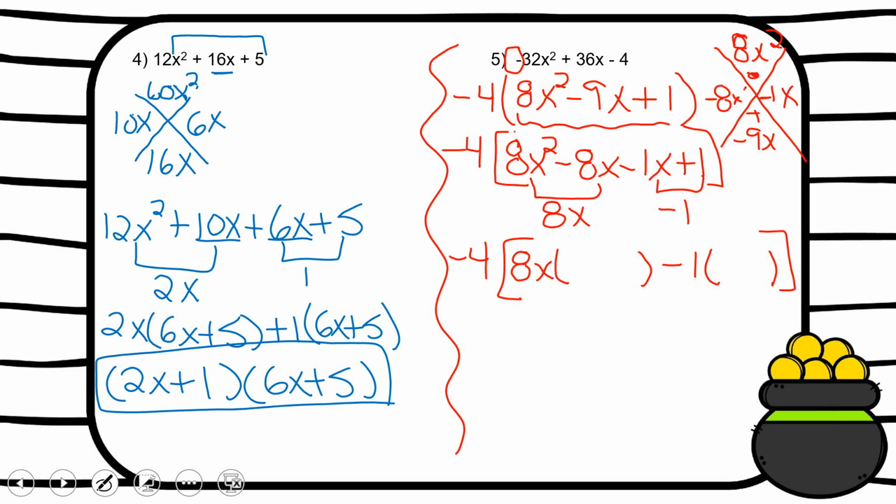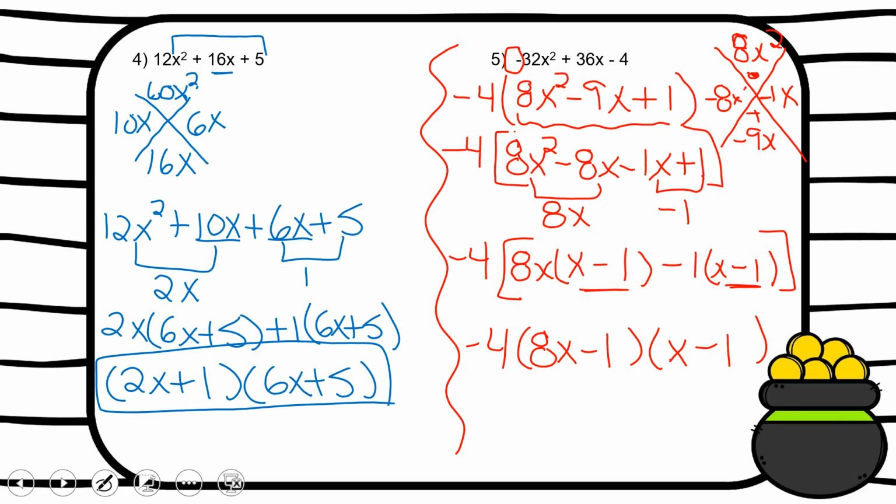Divide. 8x squared divided by 8x is x. Negative 8x divided by 8x is a negative 1. Negative 1x divided by negative 1 is a positive x. And positive 1 divided by negative 1 is a negative 1. And I've got my matching part, so that's great. So now we regroup. GCFs are going to go in one group, and the match is going to go in another. And that's my final answer.